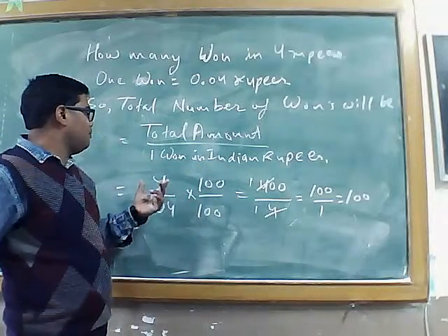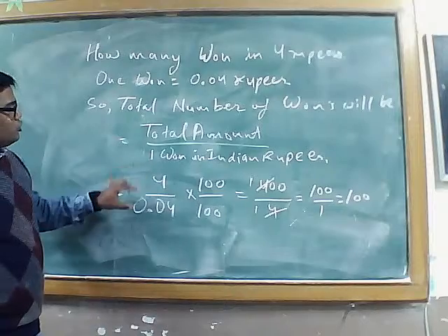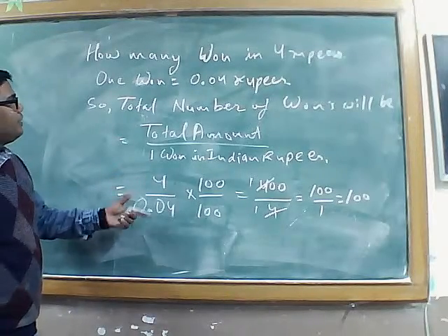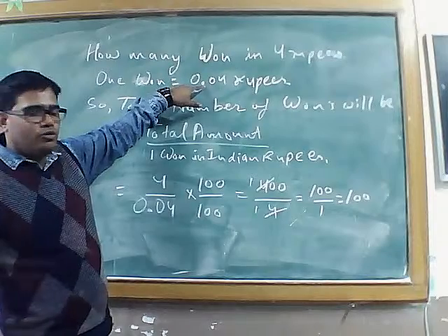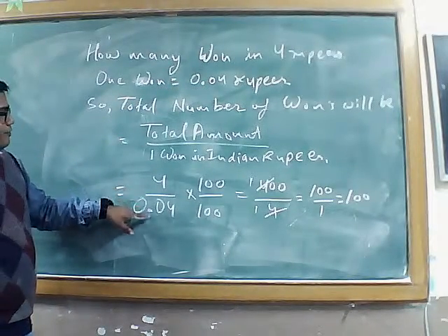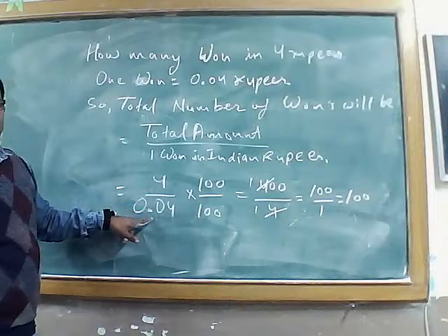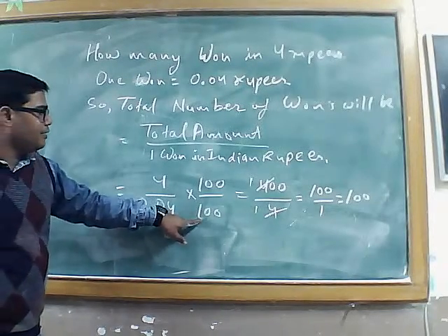So the total amount is 4 rupees. So we have written 4 on the top. 1 won was 0.04. So we have written it here. You can see it written there, 1 won is equal to 0.04. So we have placed the same here. Now to divide these two numbers, we have to remove the decimal. To remove this decimal, we have to multiply it by 100.